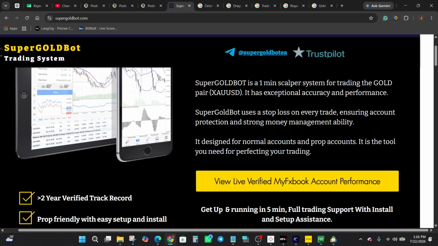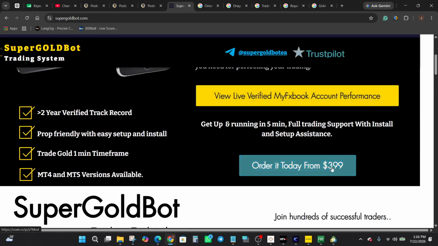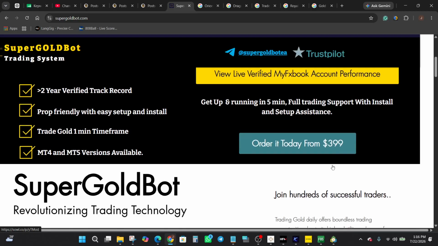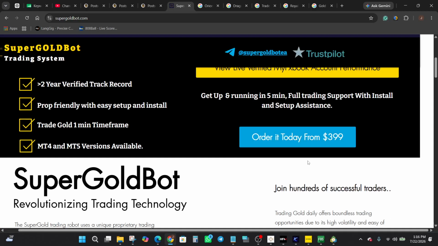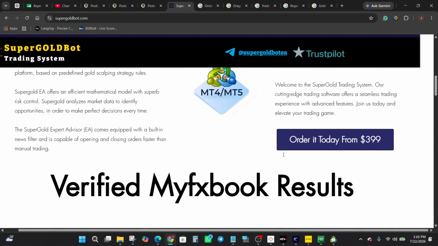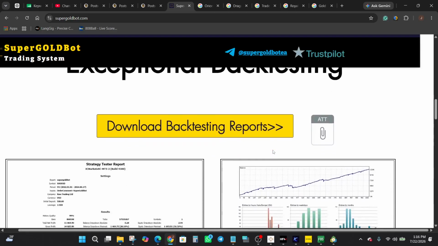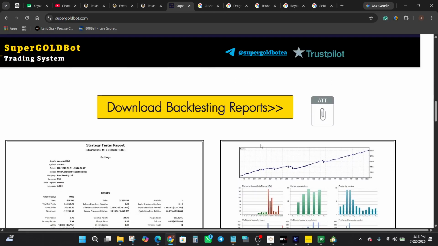So starting with the primary platform details, SuperGoldBot EA supports both MT4 and MT5, and it is priced at $399 for a full live account license, which includes setup assistance, unlimited account numbers, lifetime updates. All right. And a 30-day money back guarantee.